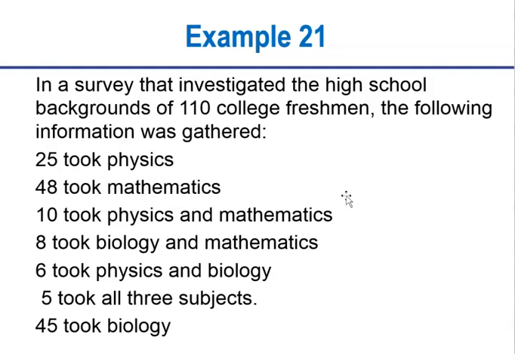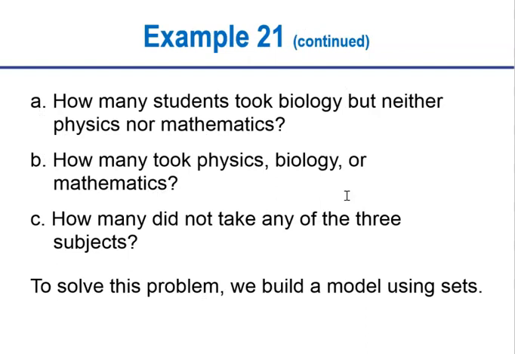Okay, so we have students that took physics, mathematics, physics and mathematics, biology and mathematics, physics and biology, all three, and biology, all listed separately. They want to know how many students took biology but neither physics nor mathematics, how many took physics, biology, or mathematics, how many did not take any of the three subjects. And to solve this problem, we do need to build a model using sets. We need a Venn diagram. And so I have one for you that I've doctored up just a little bit. We're going to work on this together.